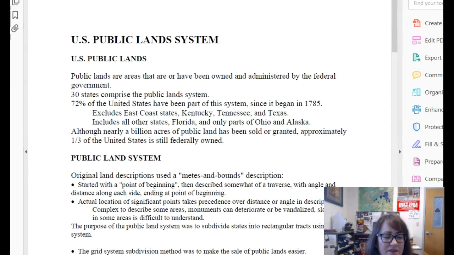This is a document that talks about the U.S. Public Land Survey System, and I have posted this to the Moodle page. But basically, it tells you a little bit about what we talked about last time, that the public lands are areas that have been owned and administered by the federal government, and it tells you the states that are part of the system. It started in 1785, which you may recall the Revolutionary War was 1776. So this has been going on a long time, pretty much as long as the U.S. has been a country. We've had the Public Land Survey System.